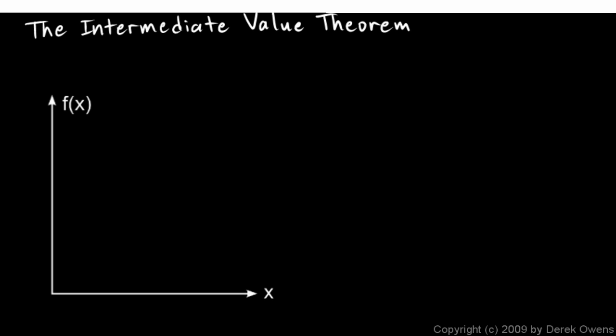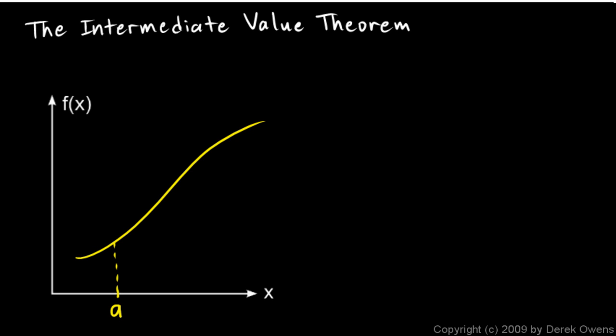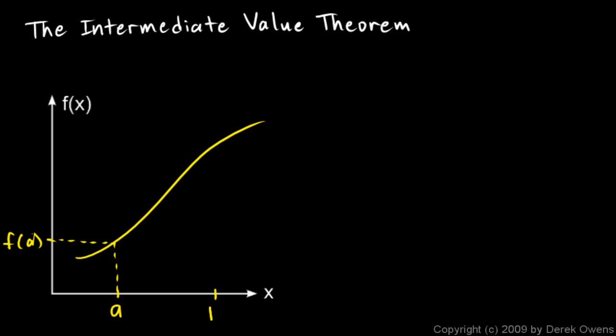Let's imagine we have some function like this. You can draw this in here. It could be any curve, but let's say it's some x value, we'll call it a. The function has a value, obviously, f of a. And at some x value over here, we'll call it b, the function has a value which is obviously going to be f of b.